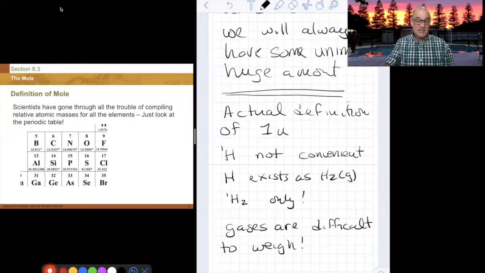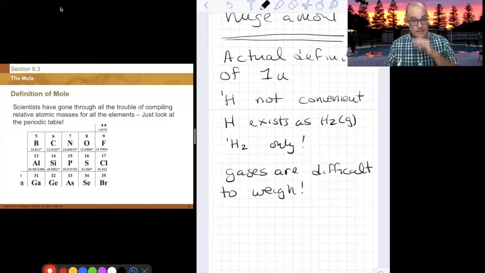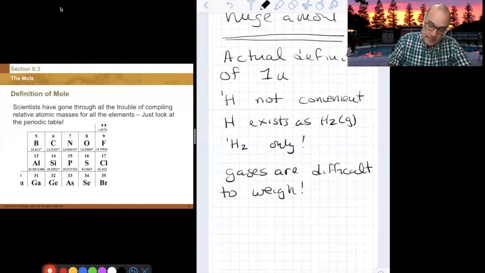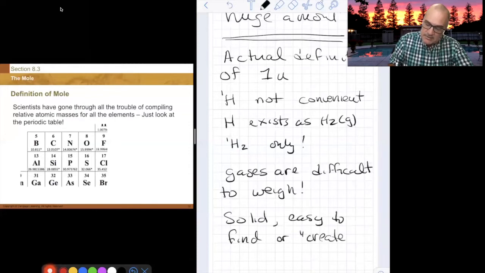So let's avoid using gas. Let's use a solid or a liquid. Eliminating a gas from consideration eliminates many common elements like oxygen or nitrogen or the halogens fluorine, chlorine, right? And let's look at something that's a solid, easy to find or create, right, as a reference.